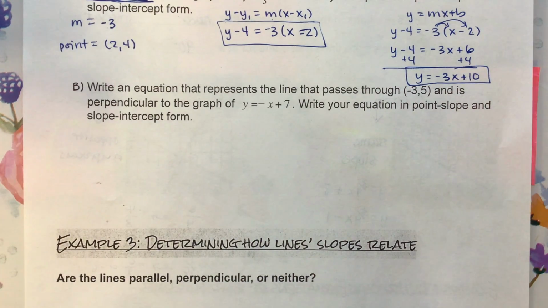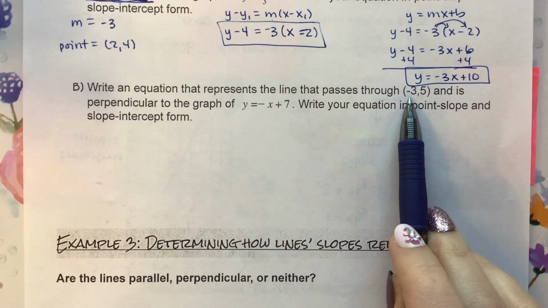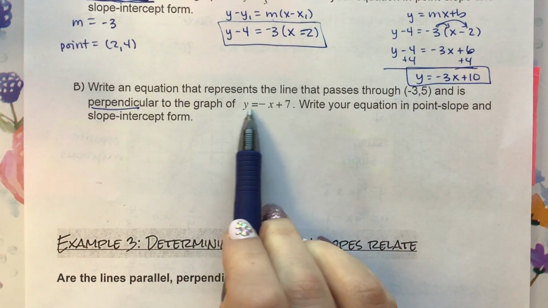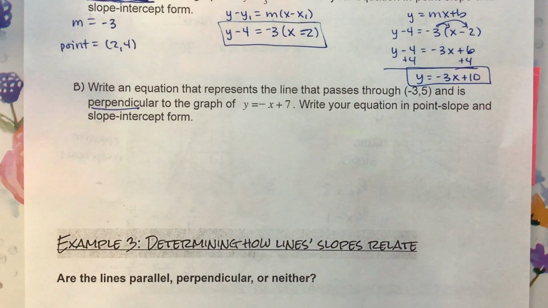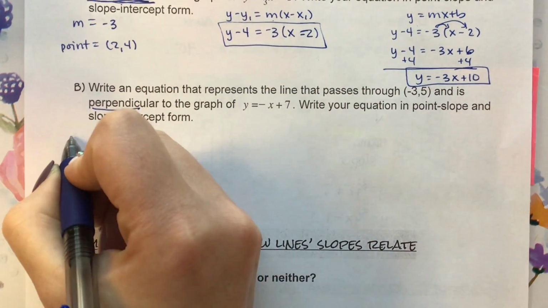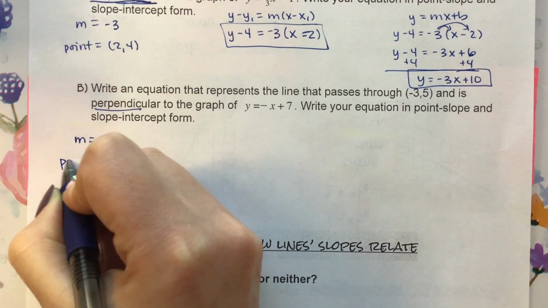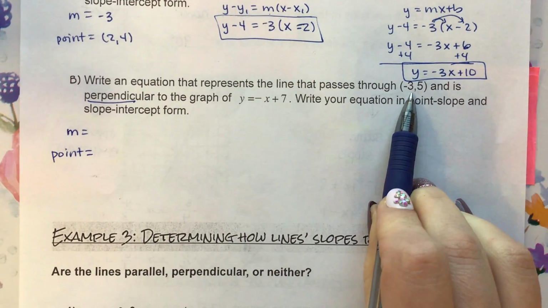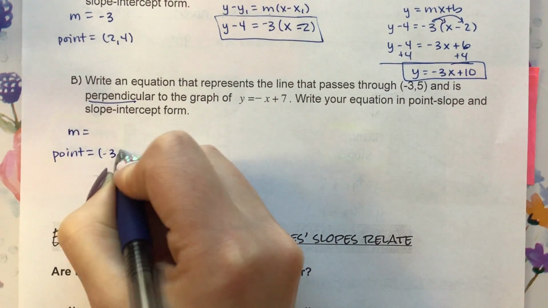All right, moving on to this next one. We're doing the same exact thing. It says write an equation that represents the line that passes through the point (-3, 5) and is perpendicular to the graph y equals -x plus 7. We want to write it in point slope and slope intercept form. We need to know our slope and we need to know our point. Our point is easy. It's given to us, (-3, 5).